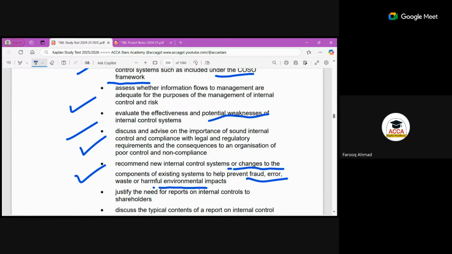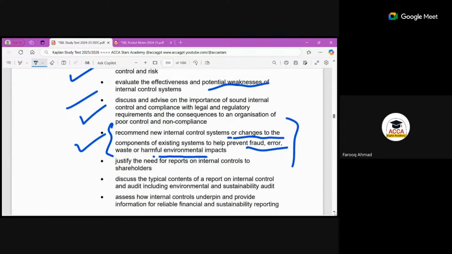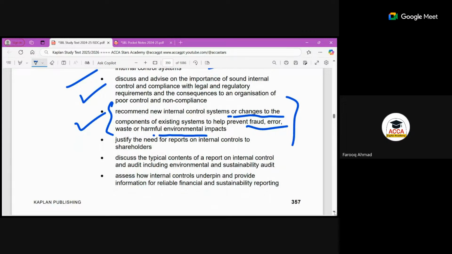So these are the main points which you will be prepared for now, to help business growth and business development through internal control systems. This is the reason ISO and internal control systems are implemented, which will be helpful for the company's growth. Justify the need for an internal control system to shareholders, obviously.